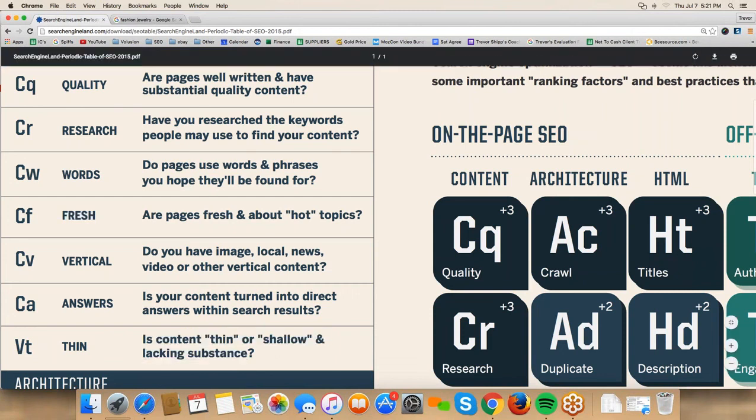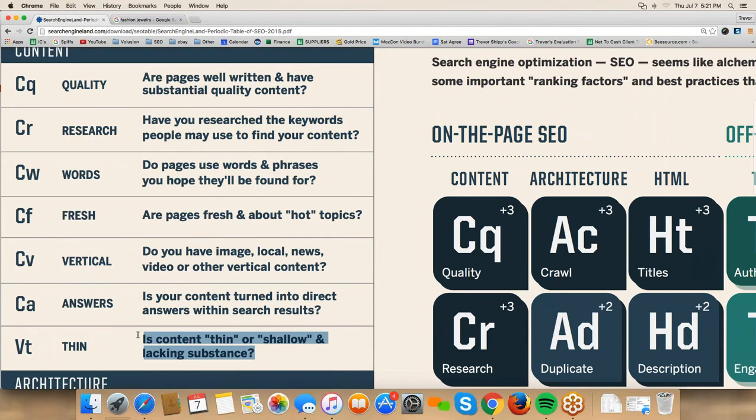And then the last one here, thin. This is one that a lot of you guys struggle with. Is content quote unquote thin or shallow and lacking substance? Like, are you writing content, blog posts, blog articles, or product descriptions that you're just doing to do it, and that's it? Or are you actually trying to make it usable and interesting and valuable? We talk a lot about this for you guys who have e-commerce sites, that you're supposed to take your copied product descriptions and rewrite and change them.